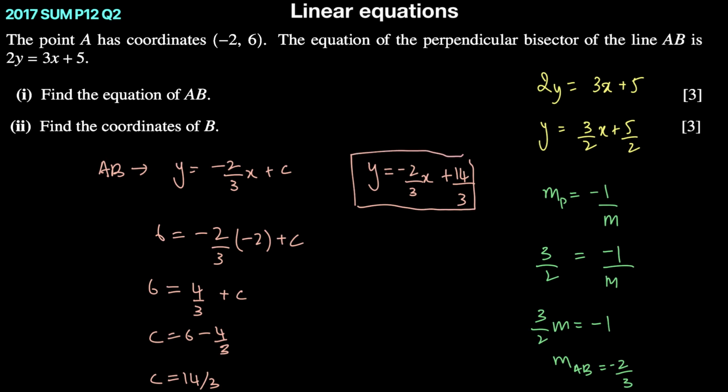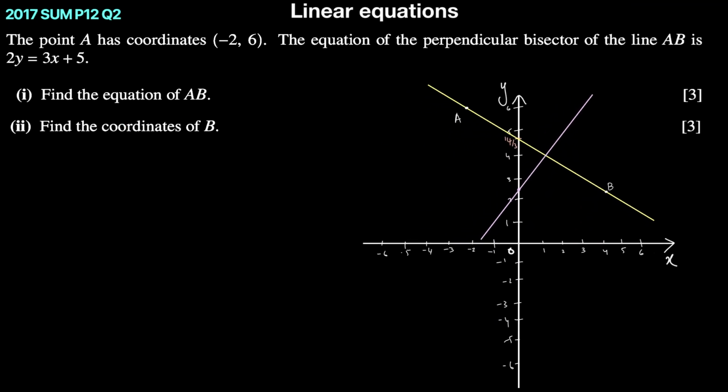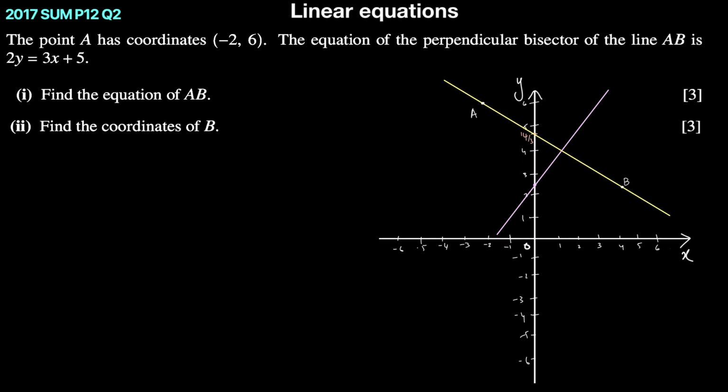In the second part of this question, they want us to find the coordinates of the point B. If you quickly look at a sketch of what they've already given us, they gave us the perpendicular bisector of the line AB. Over here we have this line segment AB. The perpendicular bisector is a line perpendicular to this that intersects it and divides it into two equal halves. The equation for the perpendicular bisector was y = 3/2 x + 5/2.